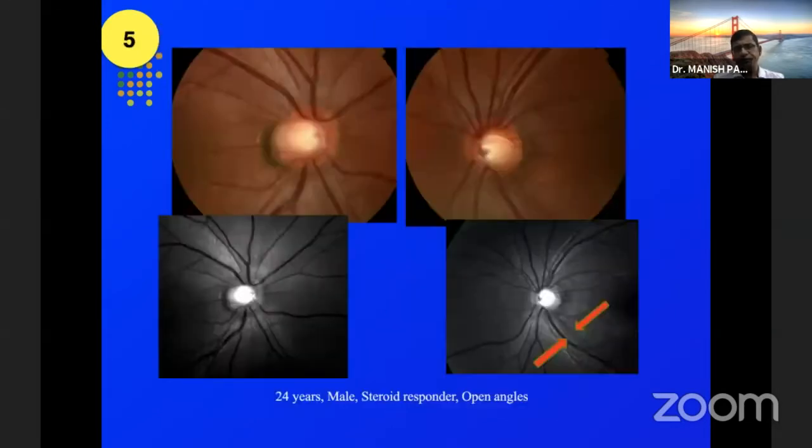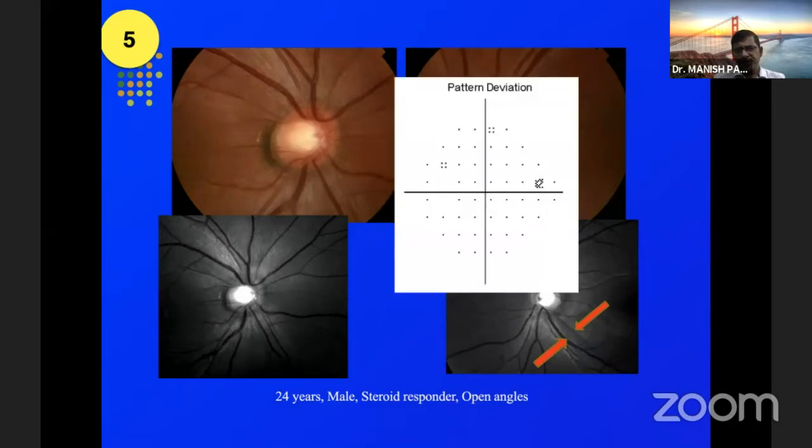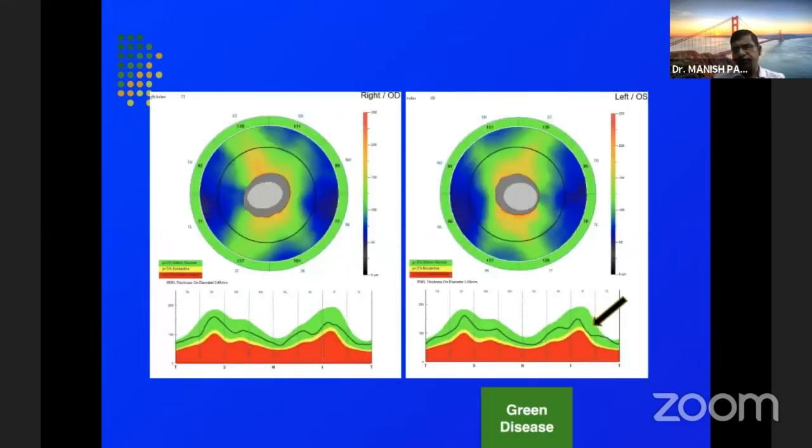Take this 24-year-old male who's a steroid responder with open angles, and the right eye appears to be normal to us. In the left eye, there is a nerve fiber layer defect inferiorly, which is marked with a red arrow. We can easily overlook the visual field as being fairly normal, except for that single spot there. And if you do the OCT for this patient, it comes out absolutely normal. So this is actually a green disease. If we miss that clinical picture, the OCT is not going to help us further in diagnosis or even in progression for this patient.